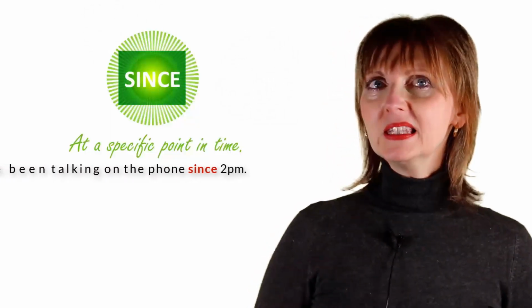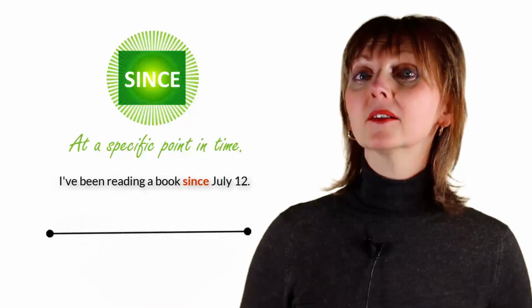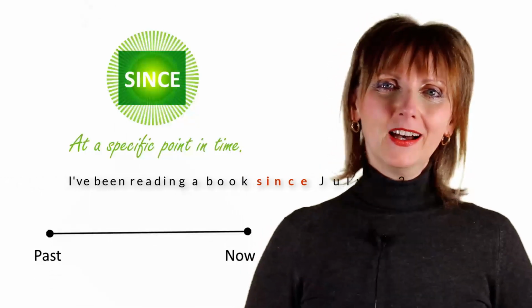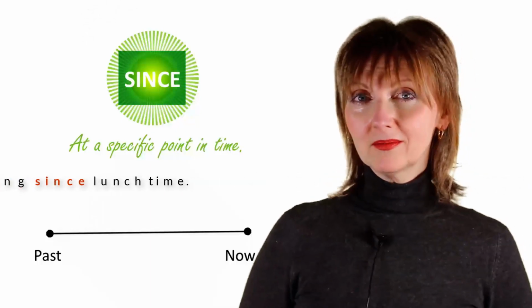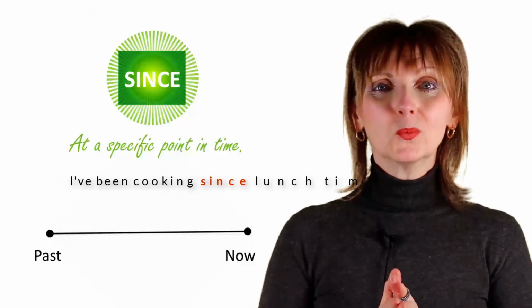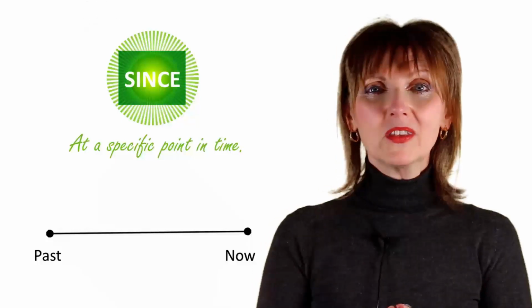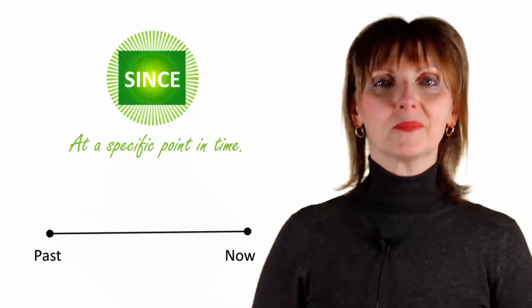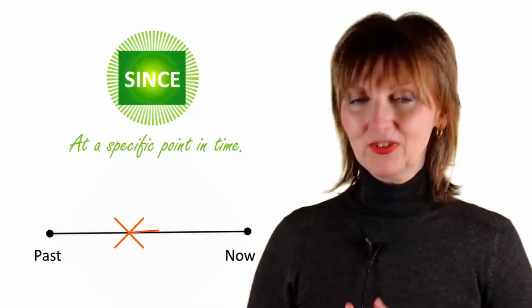Whereas when we talk about since, we're talking about something that began at a very specific time in the past. I've been talking on the phone since 2 p.m. I've been reading a book since the 12th of July. I've been cooking since lunchtime. So when we talk about since, we're talking about something that happened at a very specific time in the past. It began at a specific time.